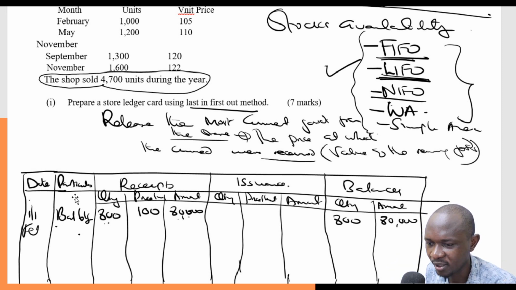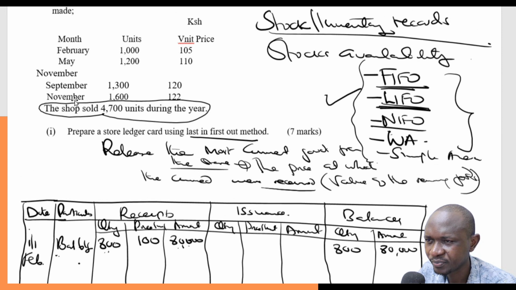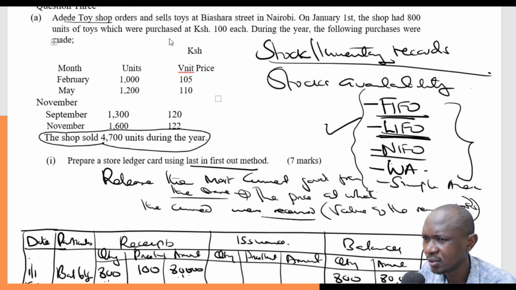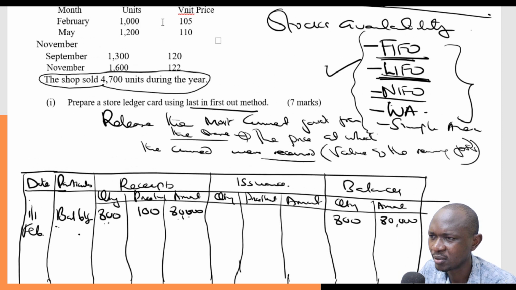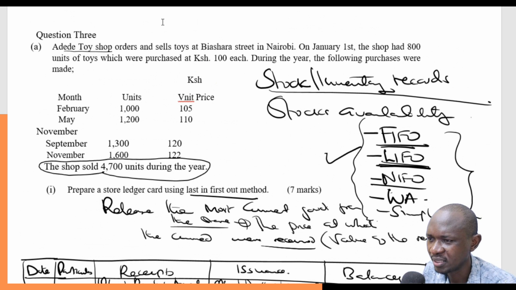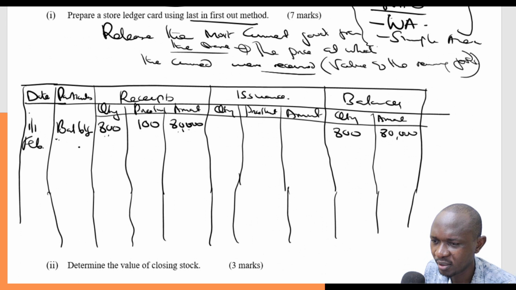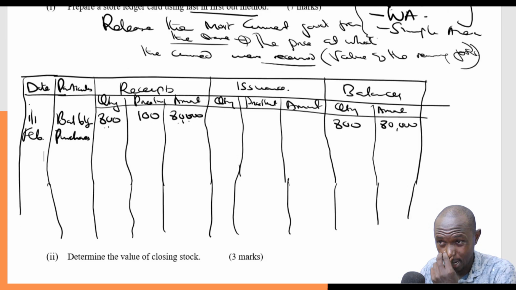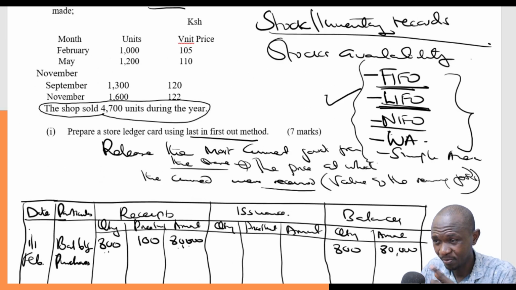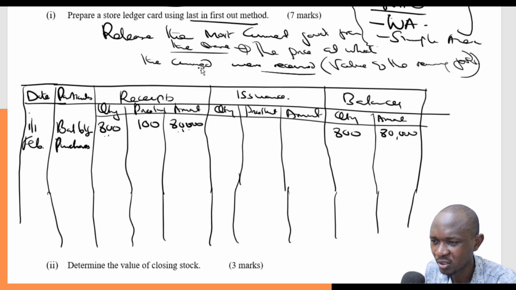And then February, we'll say these are purchases. I think that's the word they are using. So we'll talk of purchases in February. It's very important that we narrate at least what is happening. How many goods were purchased? 1,000 units at 105 shillings. So 1,000 at 105 gives us 105,000.